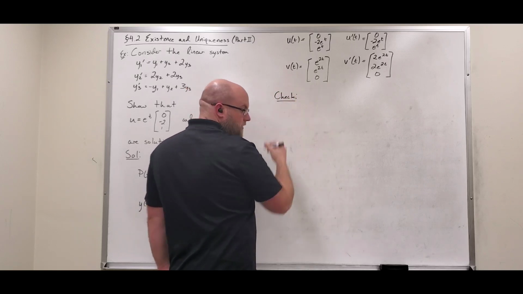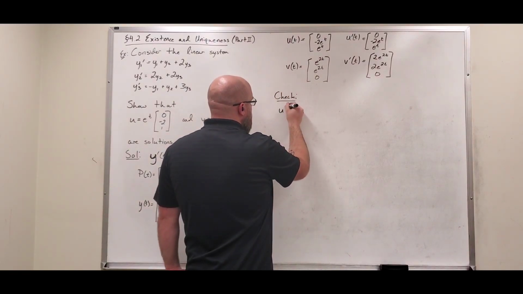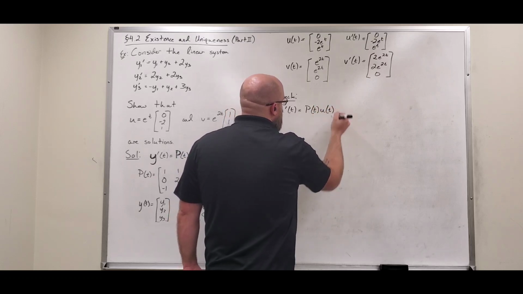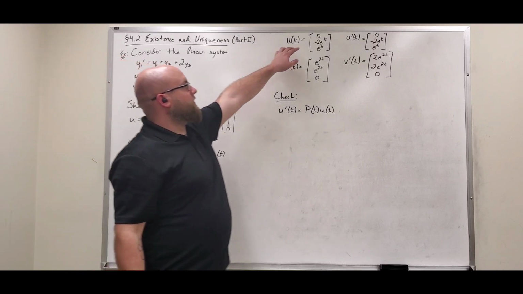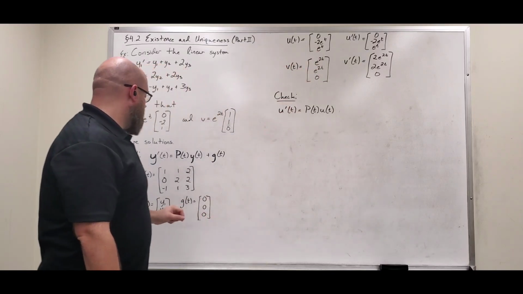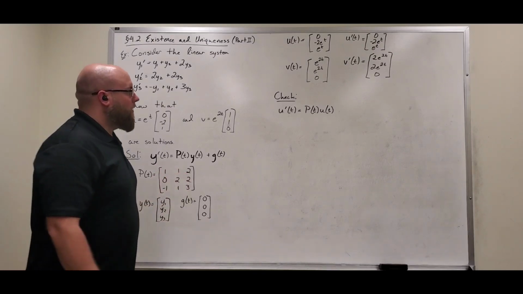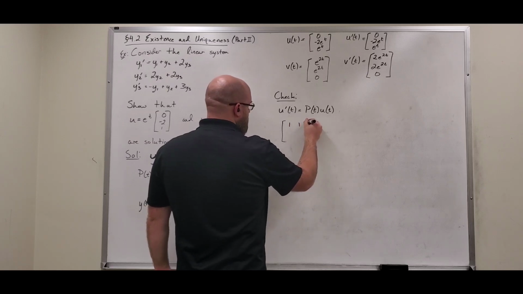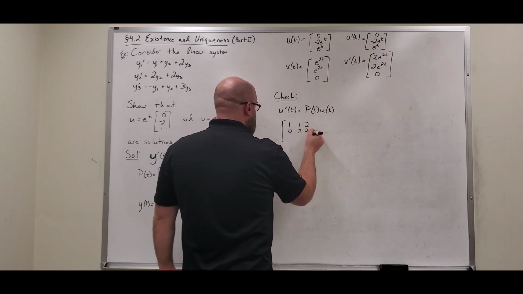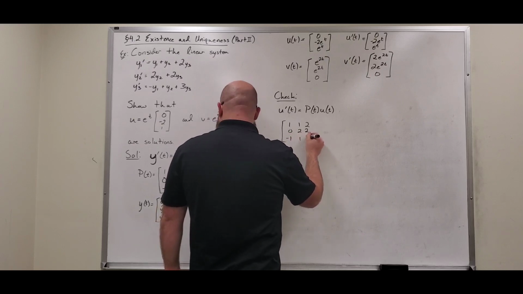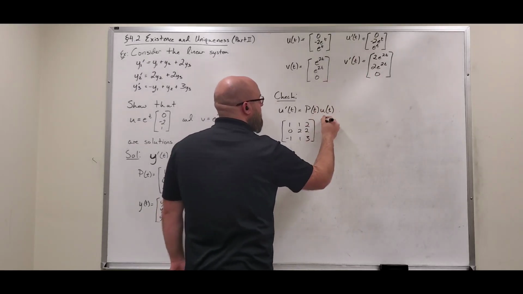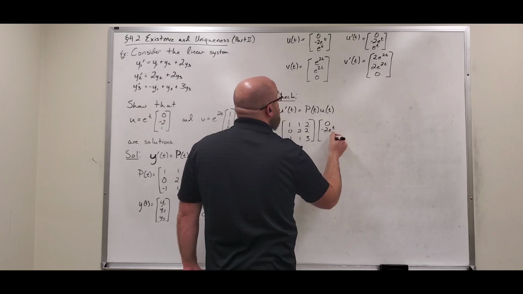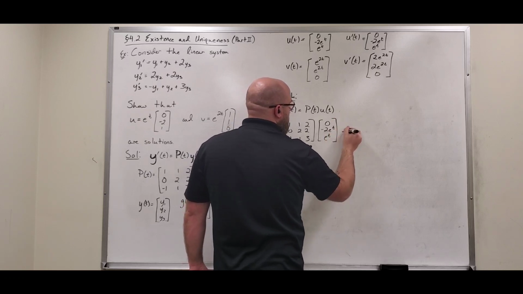So in our case, I want u prime of t to equal P of t times u of t, meaning when I multiply that matrix of 0, negative 2e to the t, e to the t, I'm going to get out its derivative when I multiply by this guy. So when I do that, I get 1, 1, 2, 0, 2, 2, negative 1, 1, 3, multiplying it by this matrix here of 0, negative 2e to the t, e to the t. And now I'm ready to rock and roll.